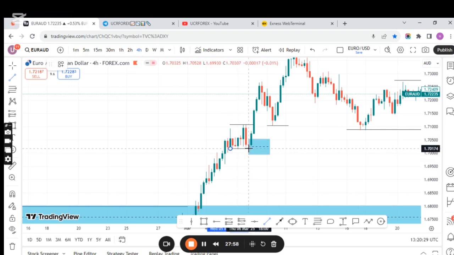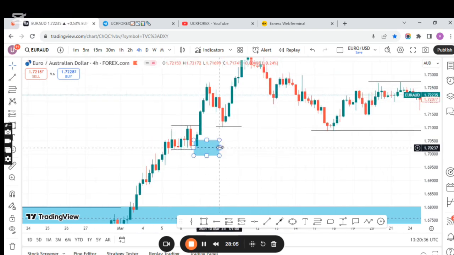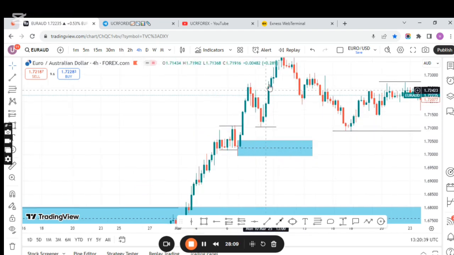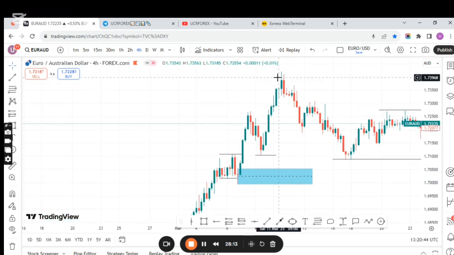It equally gave a clear liquidity. Can you see now? This is the clear of liquidity, and now this is my unmitigated point of interest. So when the market was buying, I thought that the market would just buy a little and retrace back to my point of interest. Instead, the market kept pushing to the upside.